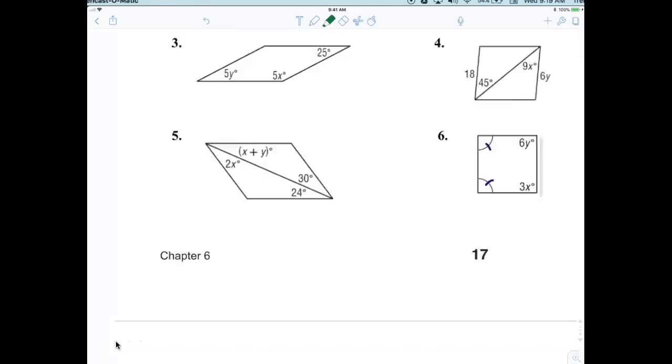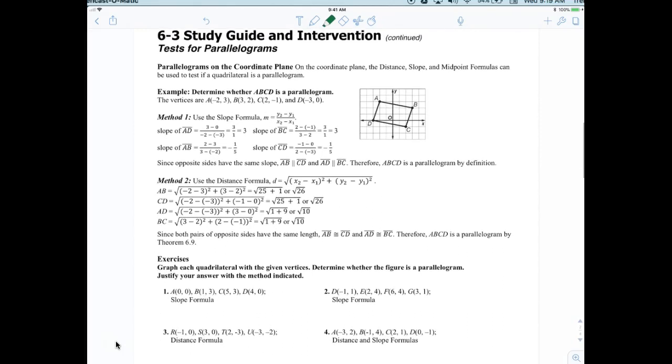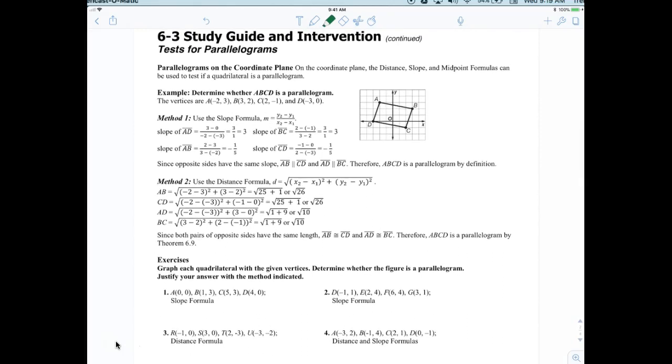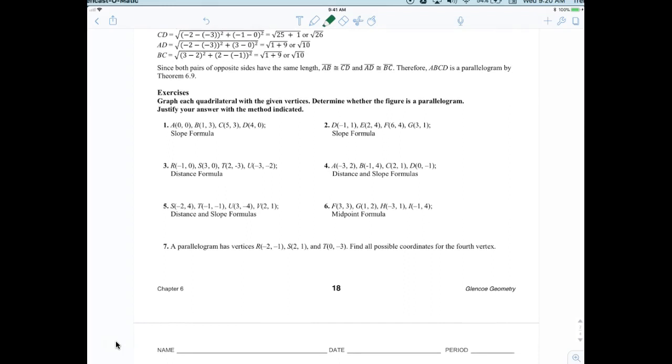All right. So now we're all good with the first page. Now we're looking at the second page. On the second page, I just kind of discuss proofs with coordinates. There are simply lots of ways to prove whether coordinates form a parallelogram.